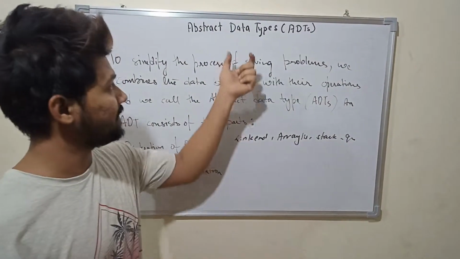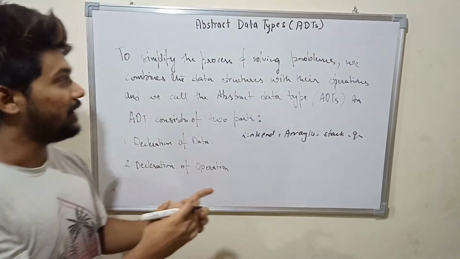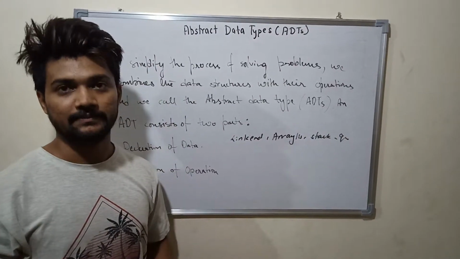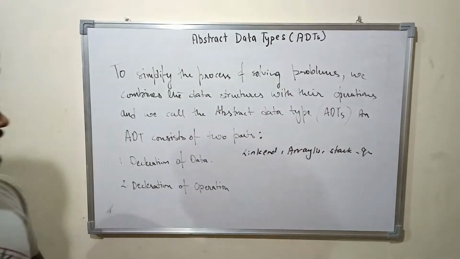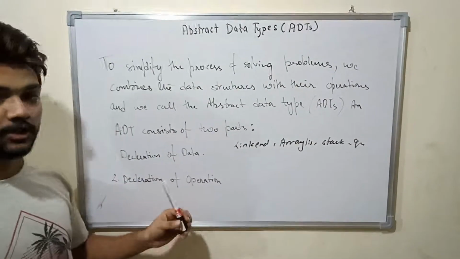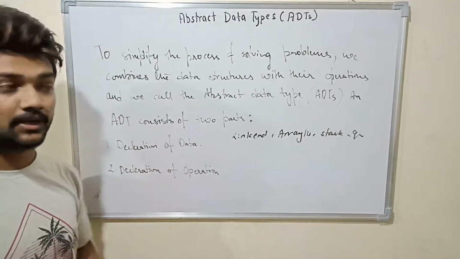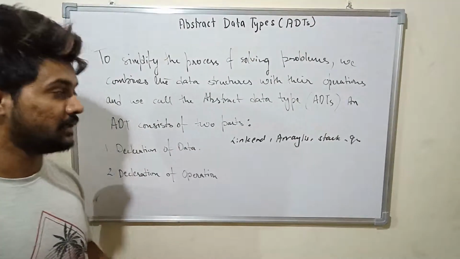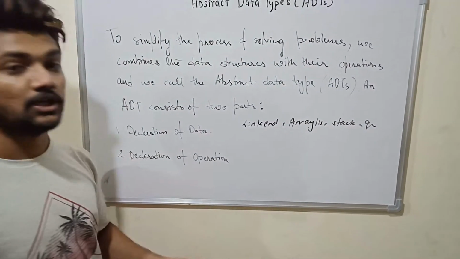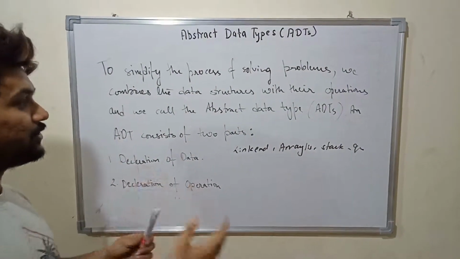This type of data type is called an abstract data type. Abstract means these are already defined, and we just have to use the defined operations on these data structures. So the ADT, abstract data type, consists of two parts: the declaration of data and the declaration of operations. The declaration of data is the structuring of the data, how we are going to store the data. And the declaration of operations covers the operations which the programmer initially declares to be used on these data structures.